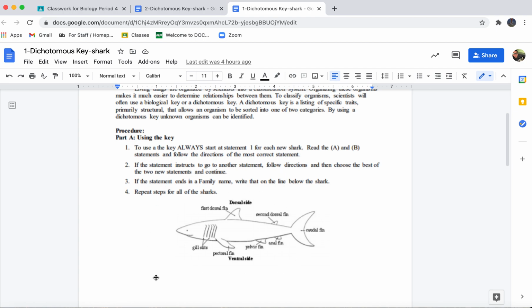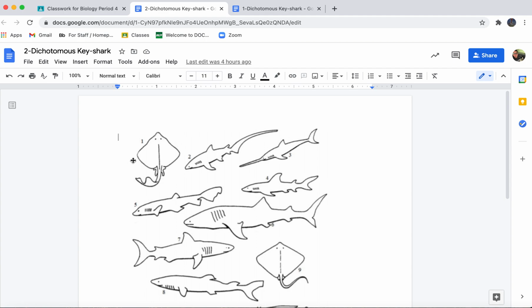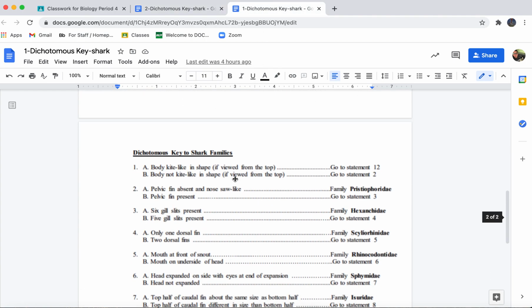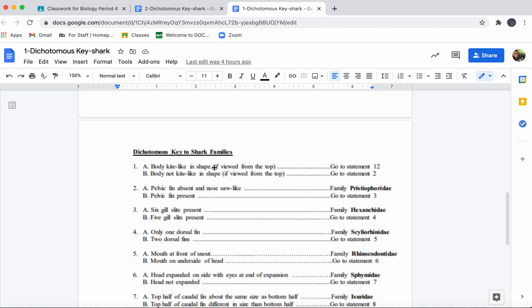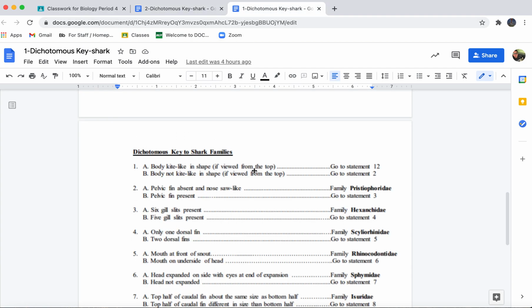So here we have a little bit of a diagram that's a key to help us identify certain aspects of the animal. There's words that you might not recognize: dorsal fin, the gill slits, pectoral fin, the caudal fin. So if you don't know what it is, use this as a guide. So if we start with the first one, number 1, okay, let's look at the shape of it, and let's look at the first question. So we've got body kite-like in shape if viewed from the top, or body not kite-like in shape if viewed from the top. So if we look at this, is this shaped like a kite, yes or no? Yes, this is shaped like a kite. So we're going to go with the statement body kite-like in shape if viewed from the top.